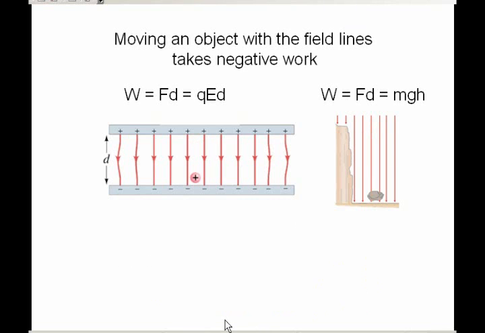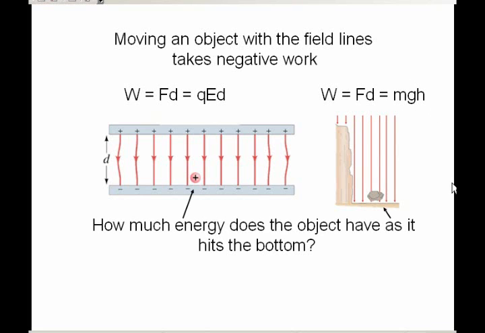Moving an object with the field lines, as the object moves downward, takes negative work. We know that with an object, it's going to move all by itself. Same is true here. That positive charge is going to repel from the positives on the top and attract towards the negatives on the bottom, so it's going to move down on its own. We call that negative work. The amount of the negative work is still calculated with the same formula.